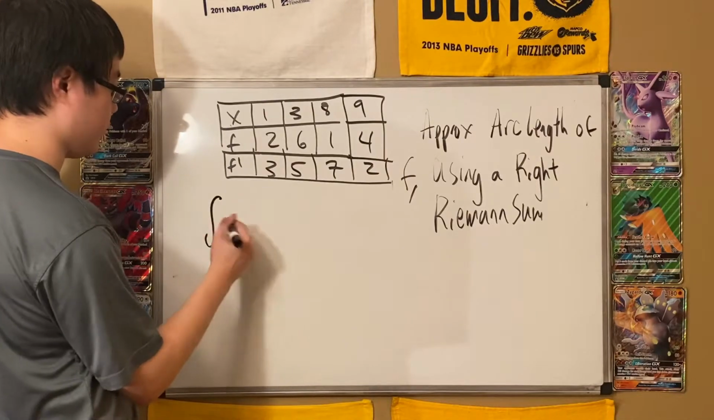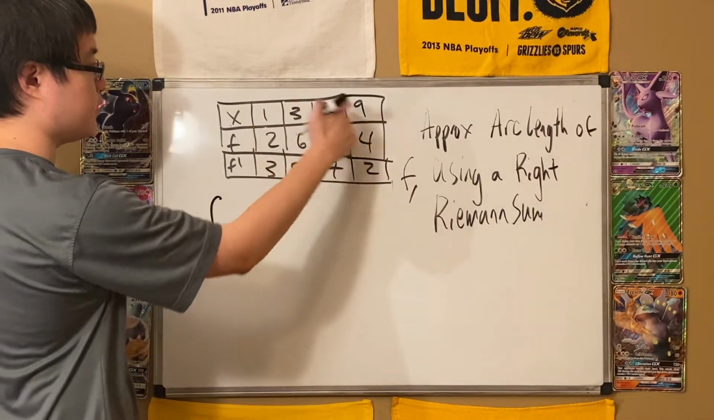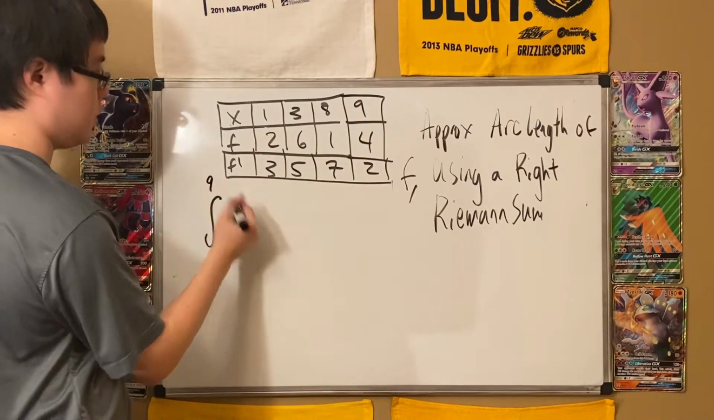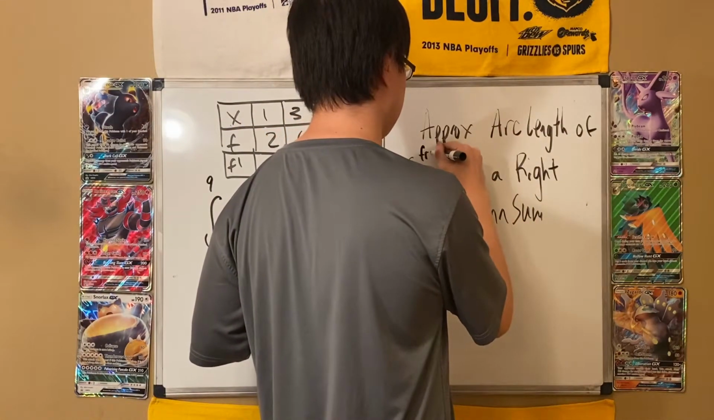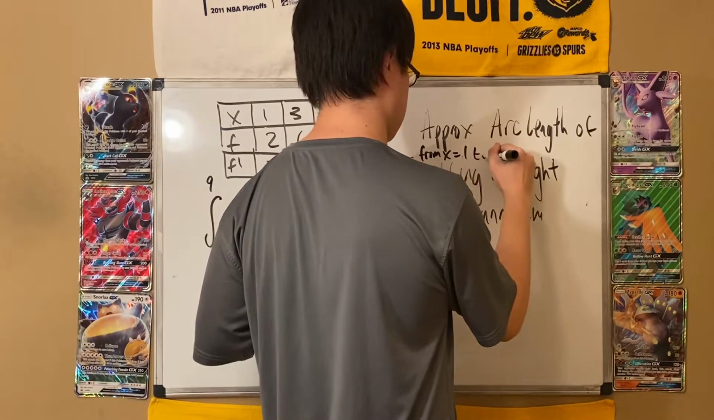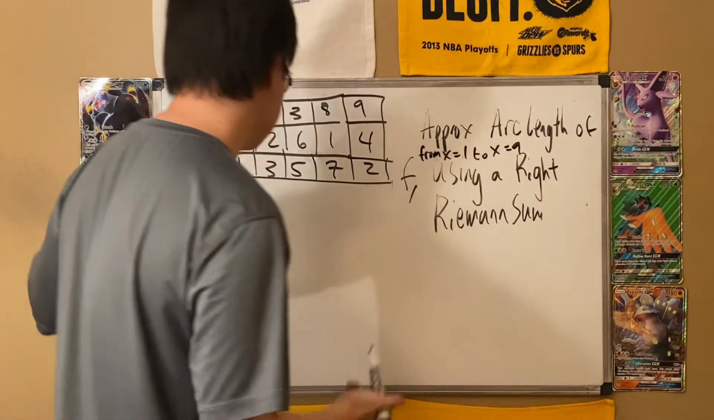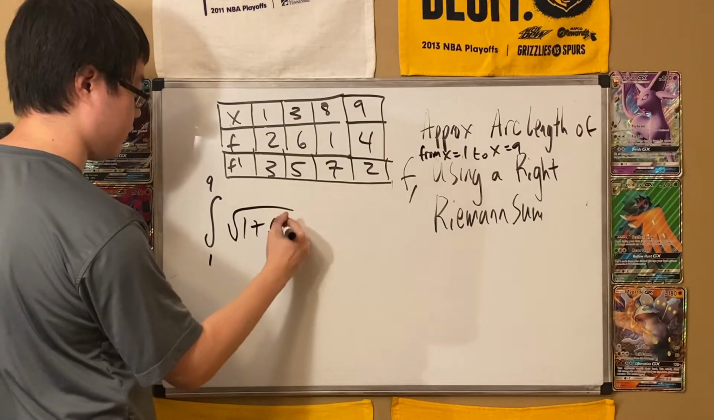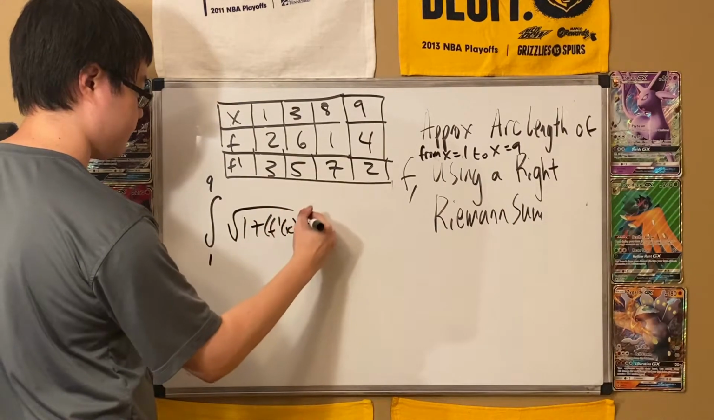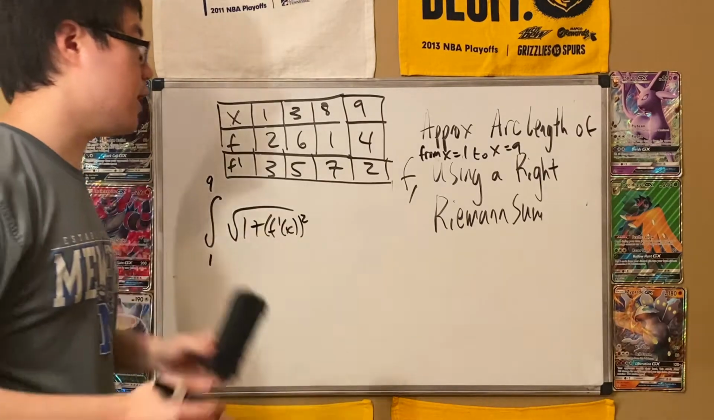So in this case, it's the formula. It's going to be the integral from 1 to 9, the arc length. We can probably say approximate the arc length of f from 1 to 9. So what integral are we trying to do? Well, it's going to be the square root of 1 plus the derivative squared. And we're going to use a Riemann sum.